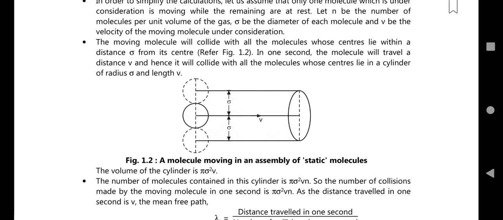The moving molecule will collide with all the molecules whose centers lie within the distance sigma from its center. In 1 second, the molecule will travel a distance v, and hence it will collide with all the molecules whose centers lie in a cylinder of radius sigma and length v. Obviously, v is the velocity of that single molecule in the forward direction. Therefore, in 1 second it will travel distance v.